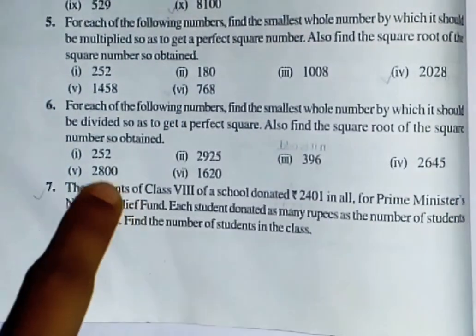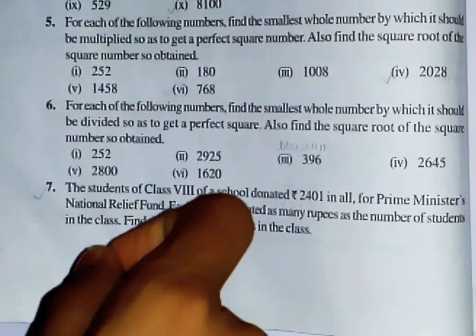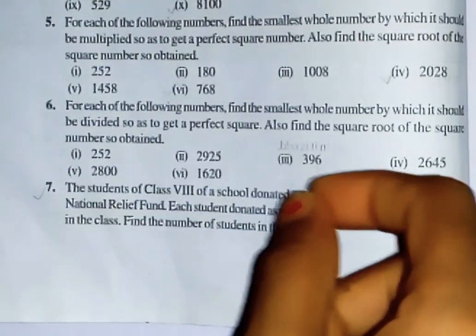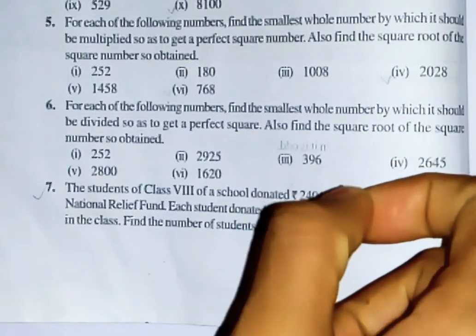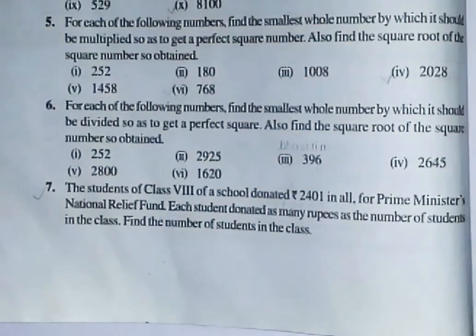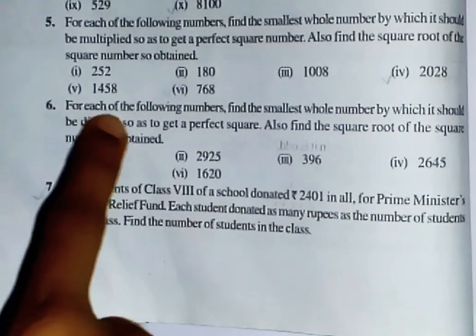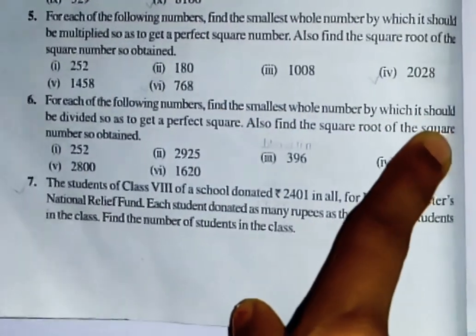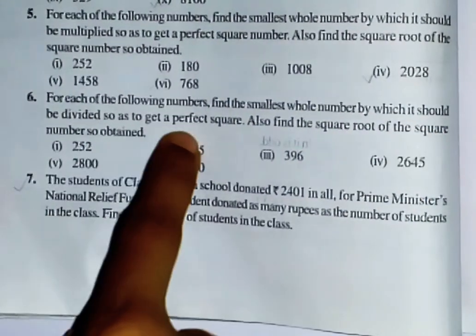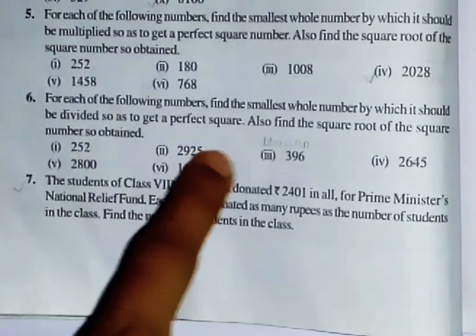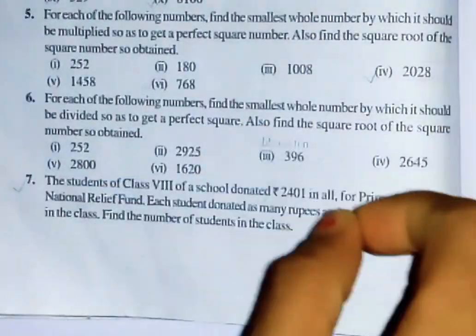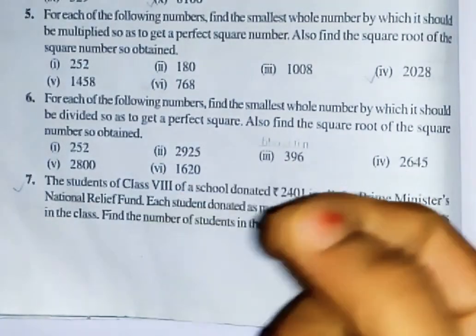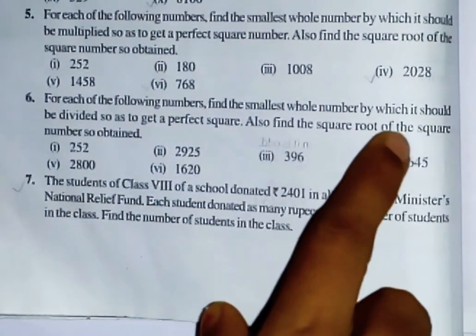So first of all we will take out the factors of this, and then the factor which is not 2 times, the factor which is only 1 time, that number we will remove by division. So the question is, for each of the following numbers find the smallest whole number by which it should be divided so as to get a perfect square. Now these numbers which are given in the question are not perfect squares. Okay, so we have to find out by which number we will divide it.